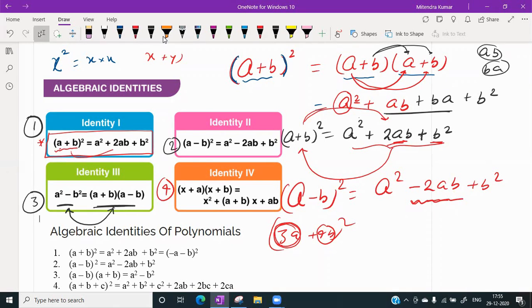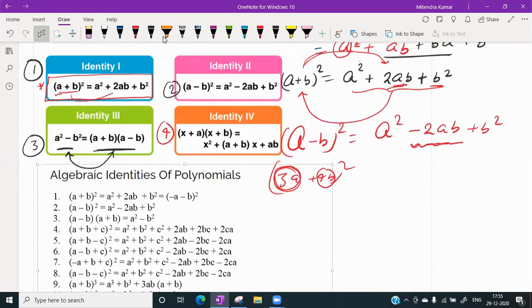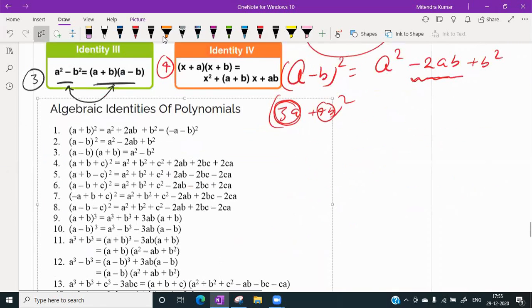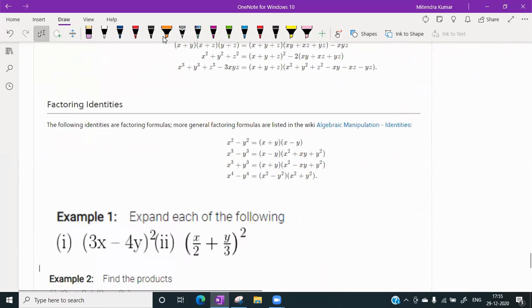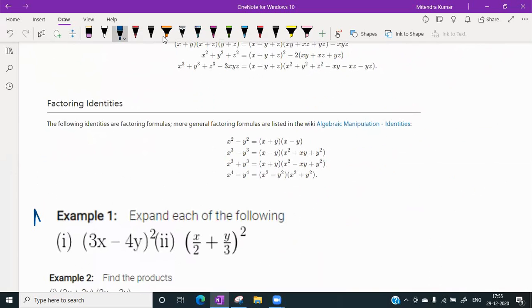Understood. Okay, so based on this, you have to solve this question. Expand this. If you understood, you have to solve these two. Expand each of the following. So you have to use the concept of identities and then expand. Let me do one question for you and then you can try the second question.